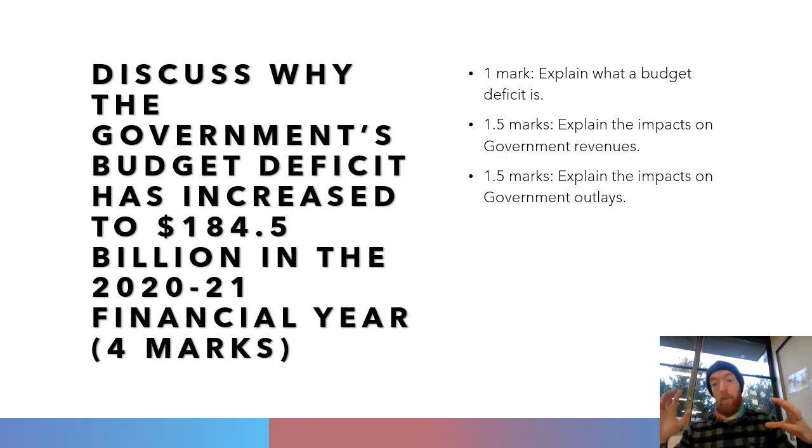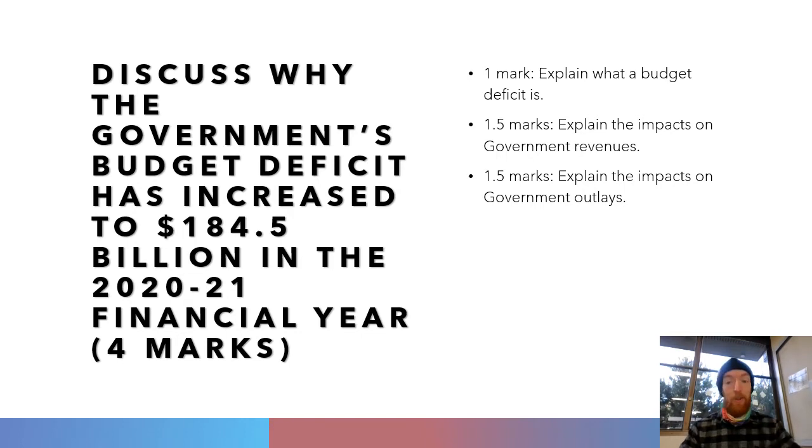With this kind of question for the 4 marks, I'd be expecting that for 1 mark, you'd explain what a budget deficit is, so the fact that when you're in a budget deficit, the government outlays exceed the government revenues. And then you'd really need to get into what that would mean and why the deficit has increased. So explain how revenues for the government have been affected in the current financial year and why that has decreased so much. And then also the same for government outlays: why government outlays have increased so much, giving a really good reason for that, so explain why they have increased in different ways.